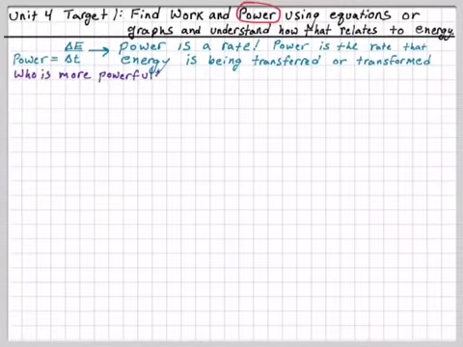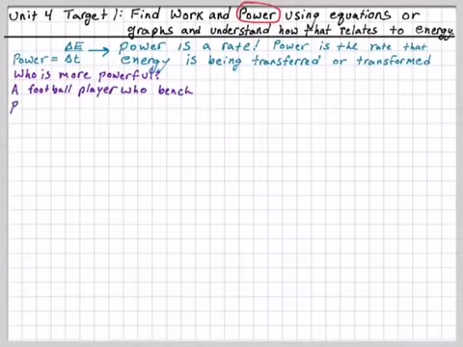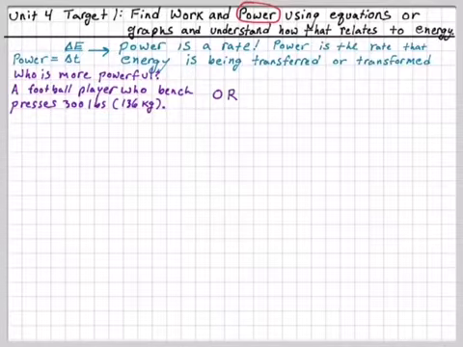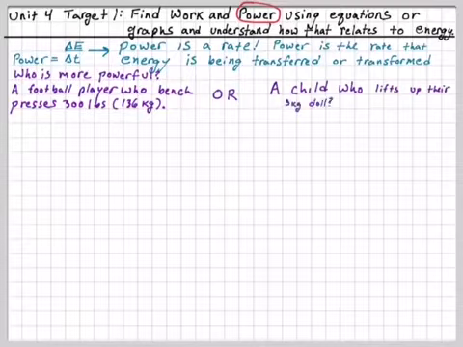And we're going to see this play out in the example that I've listed below. Who in this example is more powerful? A football player who can bench press 300 pounds or 136 kilograms, or a child who can lift up their 3-kilogram doll? Well, your intuition might say, hey, check out that football player. That football player is lifting 136 kilograms, and this little child is just lifting 3 kilograms. So that football player is more powerful.